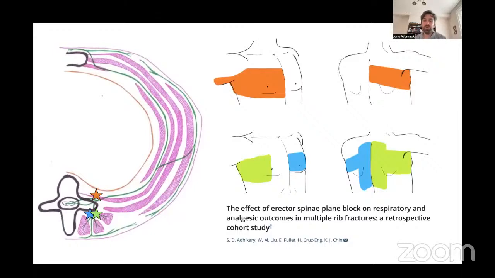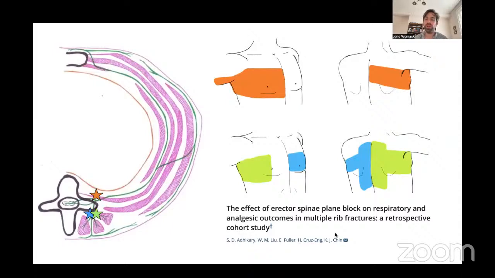And this paper was in Anaesthesia on the same week that our study of paravertebrals in rib fractures was released. And this was a group from the US, from I think Pennsylvania, maybe, or Baltimore. And Ki Jin Chin contributed as well from Canada. And they demonstrated an improvement in respiratory dynamics and pain relief with erector spinae block.